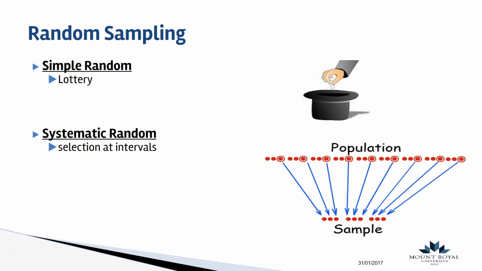The second one is systematic random. So this is where we take the broader population, and we might choose every 3rd or 4th or every fifth participant in the population to make up our sample. So an example of this is if I took my class list and I decided to choose every 3rd student to be involved in my study.